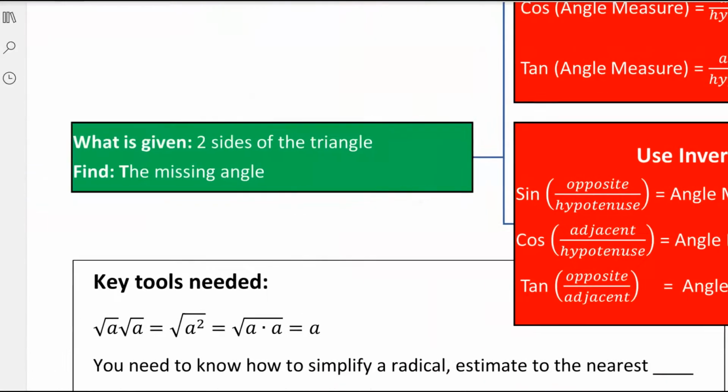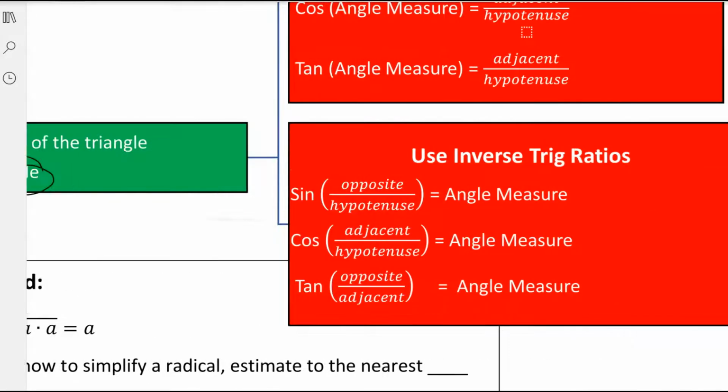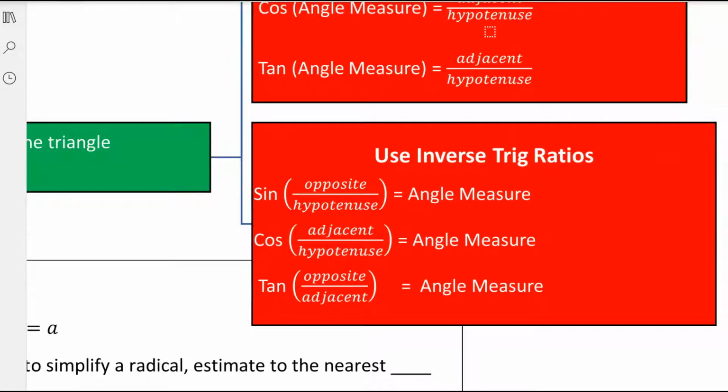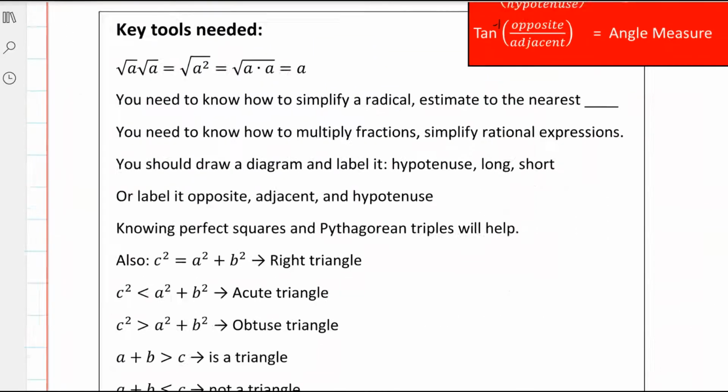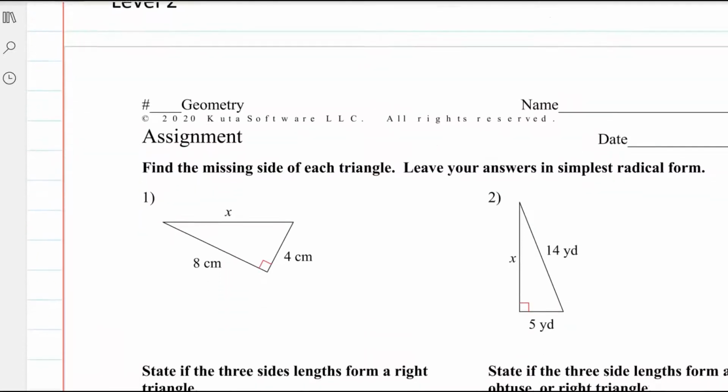The last one: if they give you two sides of a triangle and they want you to find a missing angle, this is the first time they're asking you to find a missing angle, you're going to use the inverse trig, and those are the formulas. You just fill in sine inverse, cosine inverse, tan inverse. So it's a different button. You want the inverse tan, inverse sine, with a tiny -1. Those are some of the things you're going to need to know, and that'll help you be successful.